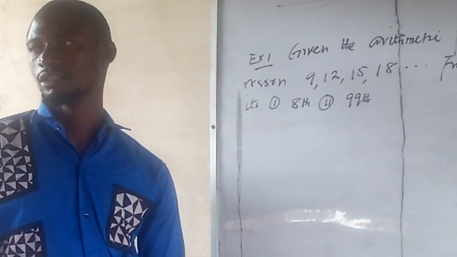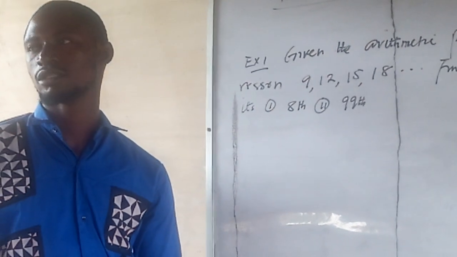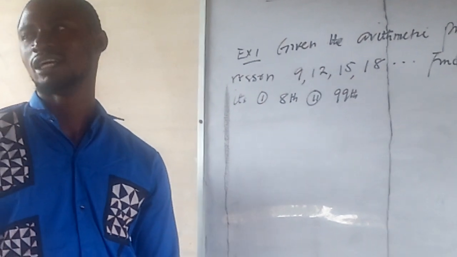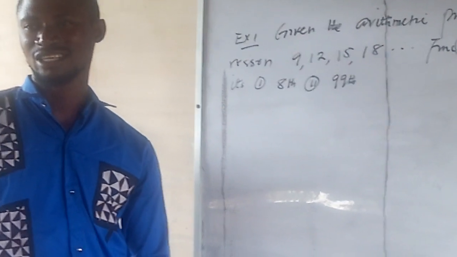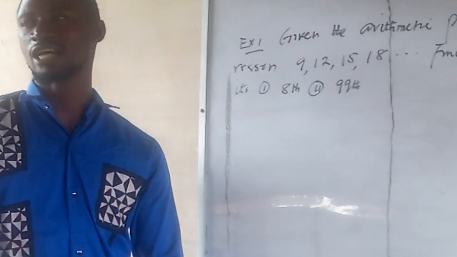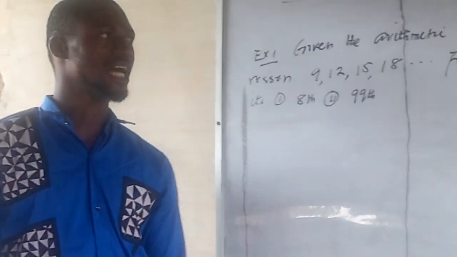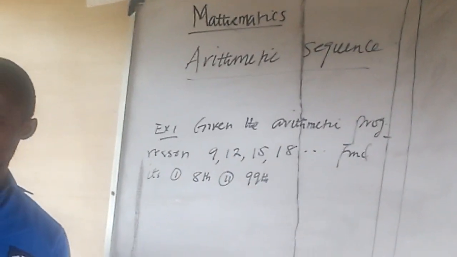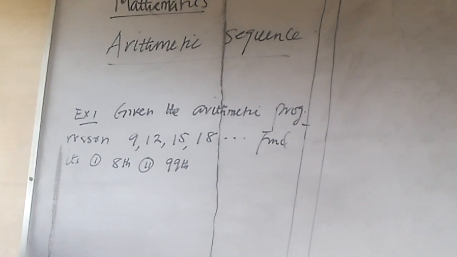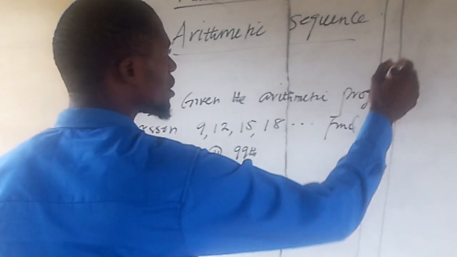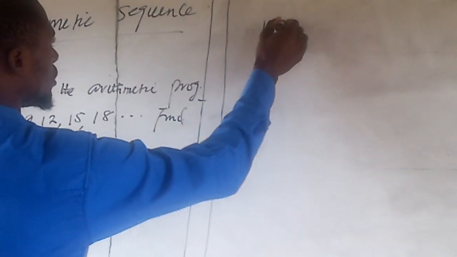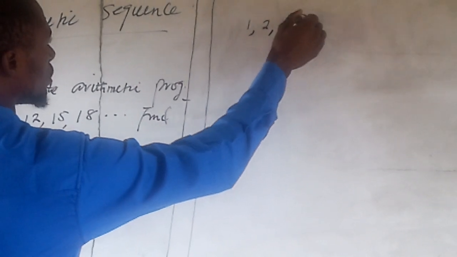that the sequence or the numbers either increase or decrease with a constant difference. They either increase or decrease with a constant difference. For example, if you have a sequence of the form 1, 2, 3, 4, and so on.